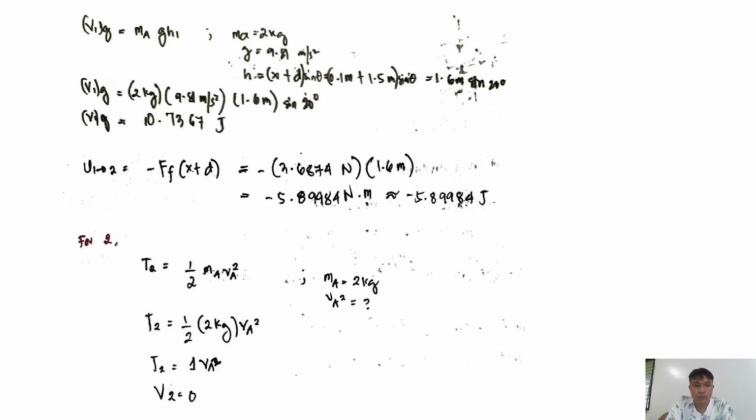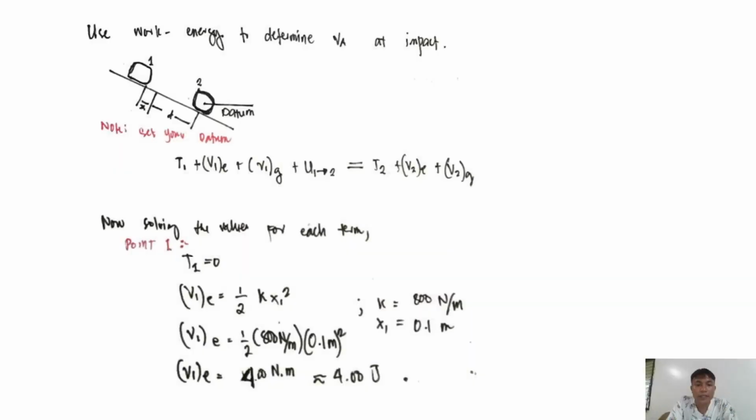At point 2, T2 is equal to 1/2 mA vA square. Here, we don't have a value for our VA, which we are going to calculate. So we have 2 kg, 1/2 times 2 kg VA square, so T2 is equal to 1 VA square. The other term that we are going to solve is V2, which in this part is equal to 0.